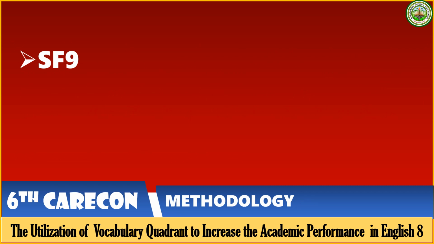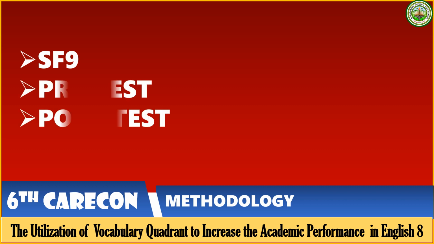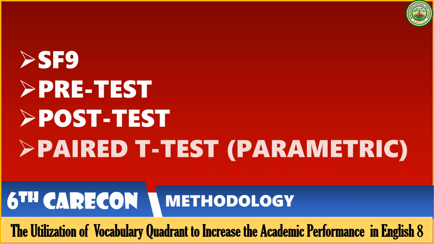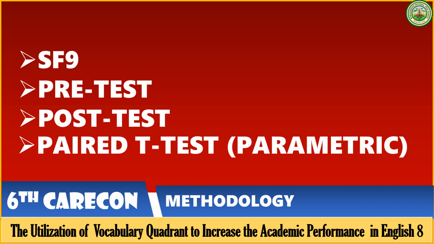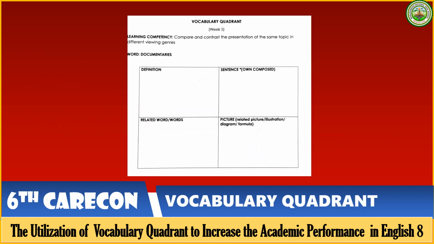The SF9 or report card of participants was used to determine the learners with low academic performance in English 7. While the results of pretest and post-test were used to determine whether or not Vocabulary Quadrant is effective in increasing the academic performance of grade 8 students in English. To obtain the result, the researcher used the paired t-test. It compared pretest and post-test results, which were taken before and after the utilization of Vocabulary Quadrant.